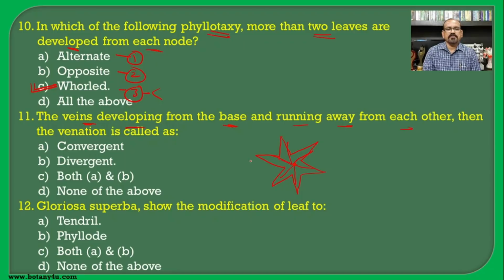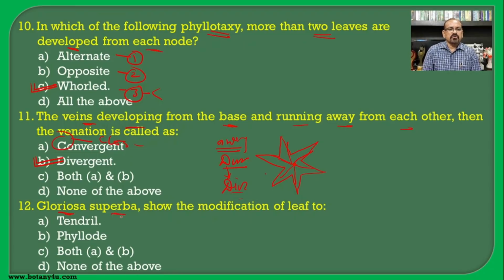So such a type of condition in which the veins are running away, you can remember it as 'dur' in Marathi, meaning away, and from the D, that is divergent. So divergent is the correct answer. And for convergent you can remember it as close: when they are coming close to each other, it is known as convergent, so that you can remember it forever.